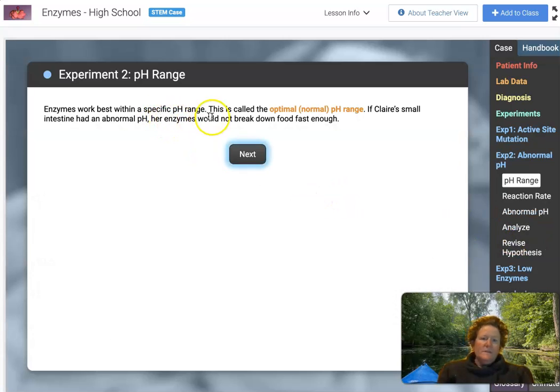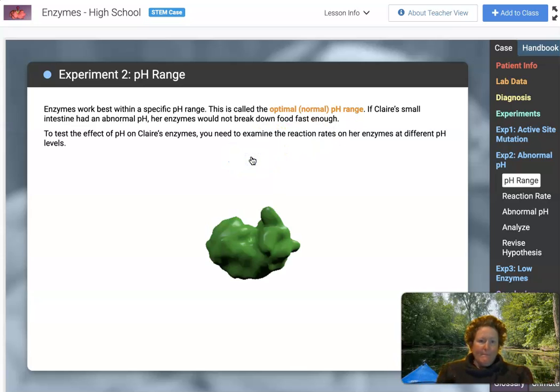Enzymes work best with a specific pH range. This is called optimal or normal pH range. Remember, enzymes are very fussy little proteins, and they have to have just the right pH and just the right temperature to work properly. To test the effect of pH on Claire's enzymes, you need to examine the reaction rates of her enzymes at different pH levels. So let's look at what's happening.